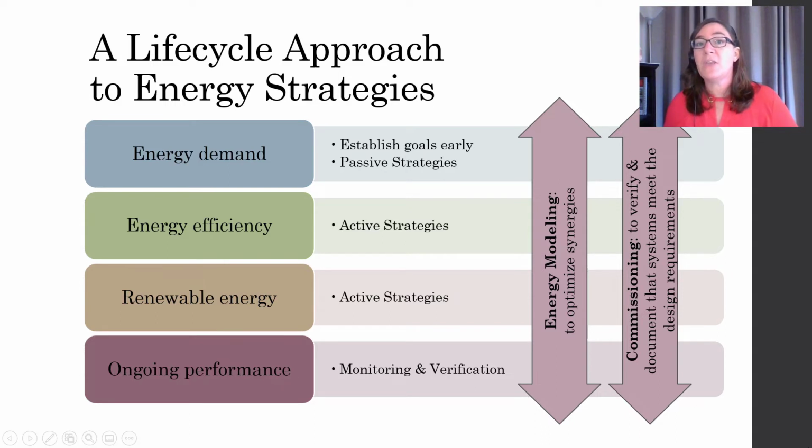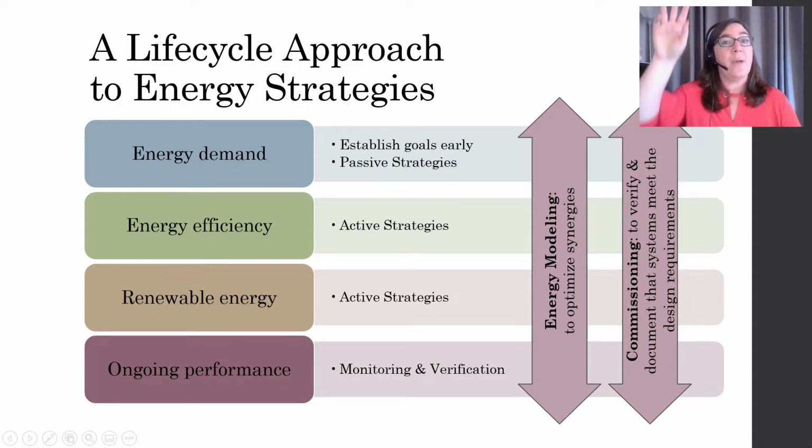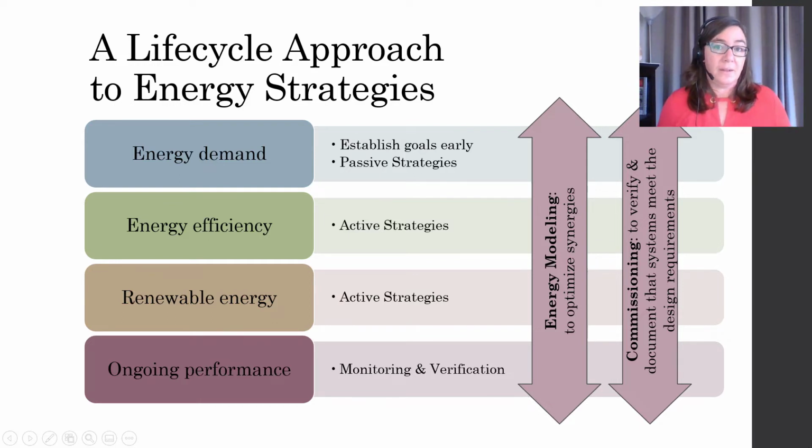Now, there's two major tools that your design team can use throughout the life cycle of a project, through the entire process of the project. We're going to talk about them next. The first one is energy modeling, and it's used to optimize the different synergies in your building and your design. And the other one is called commissioning. And commissioning is used to verify and document that your systems are going to meet the design requirements.